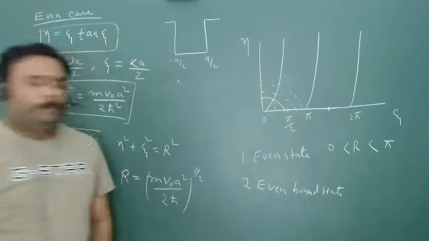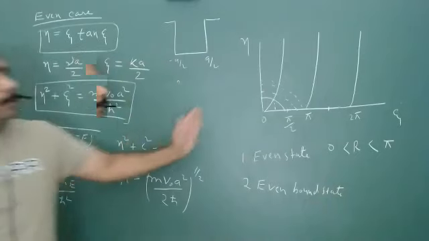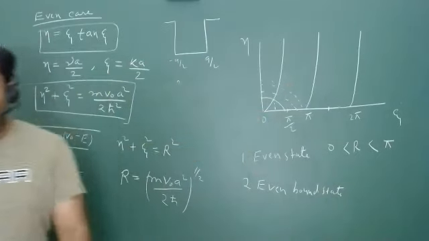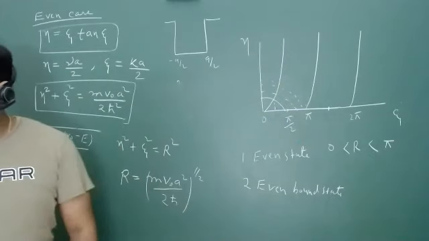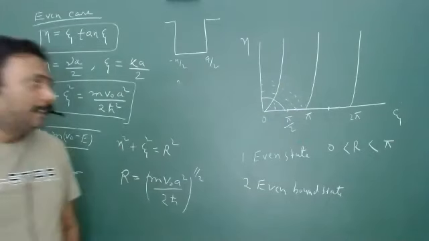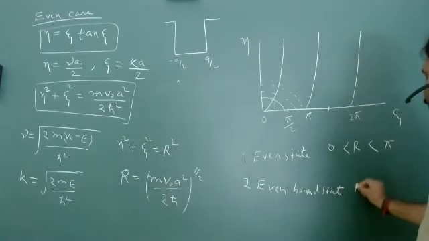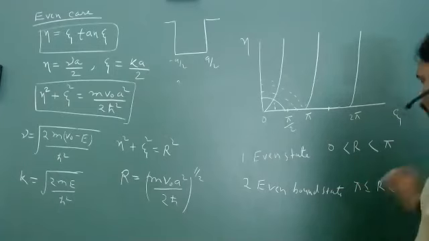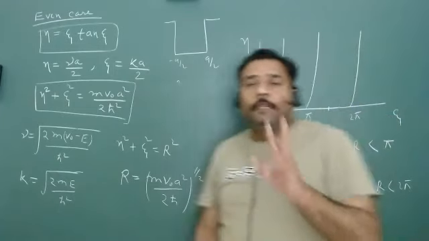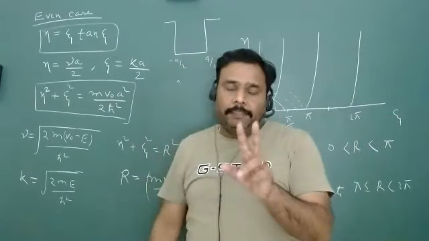Can anybody tell me what should be the condition for two even bound states? Will that be 0 to 2 pi or pi to 2 pi? Pi to 2 pi. It should be pi to 2 pi, not 0 to 2 pi, because the answer will be between pi to 2 pi. Why? Because we want exactly two bound states.